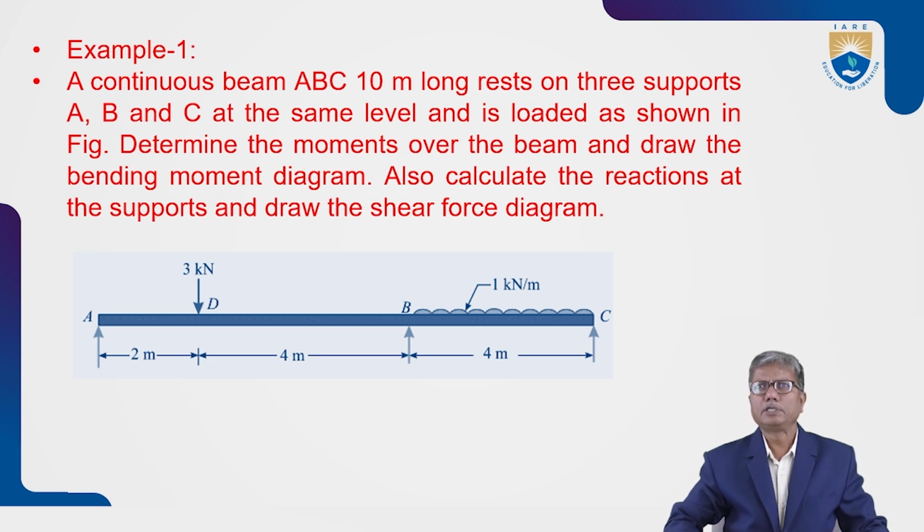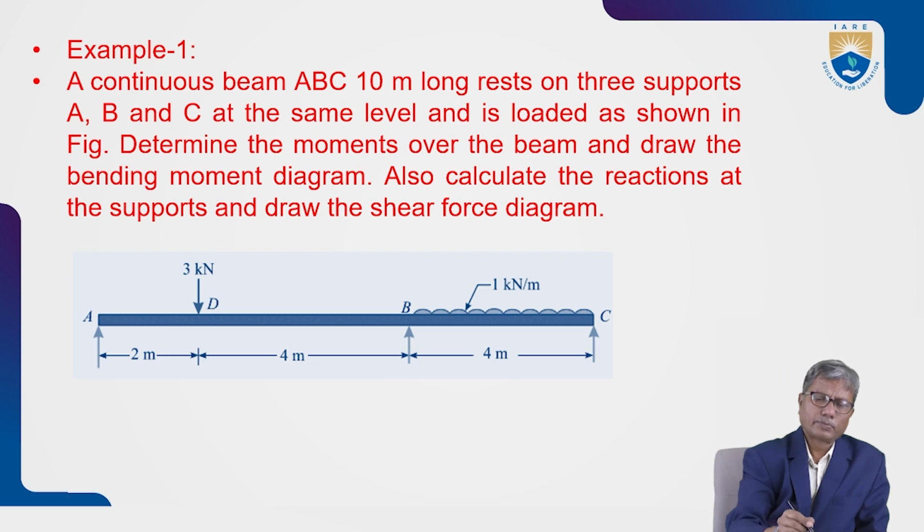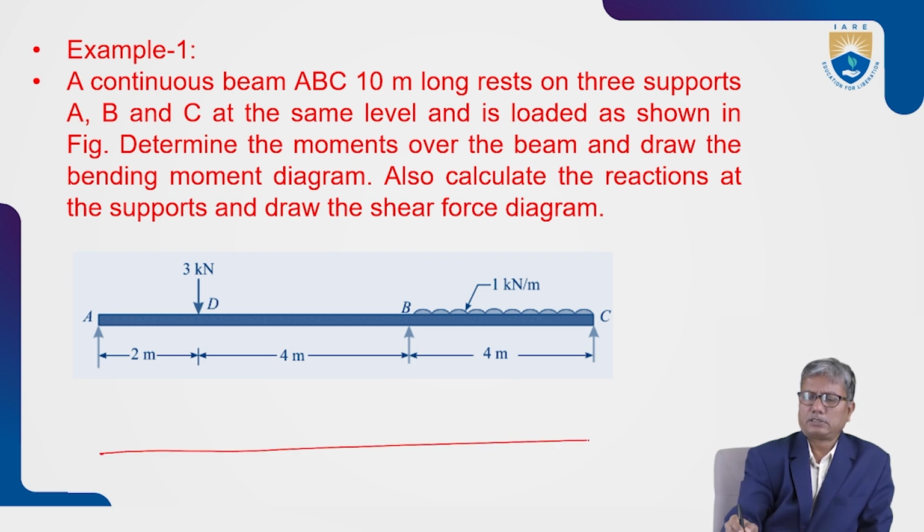Now, the beam is simply supported over three supports A, B and C. Span AB is 6 meters and BC is 4 meters, loaded with a point load on AB and a UDL on BC. Now, the general bending moment diagram for this will be something like this.